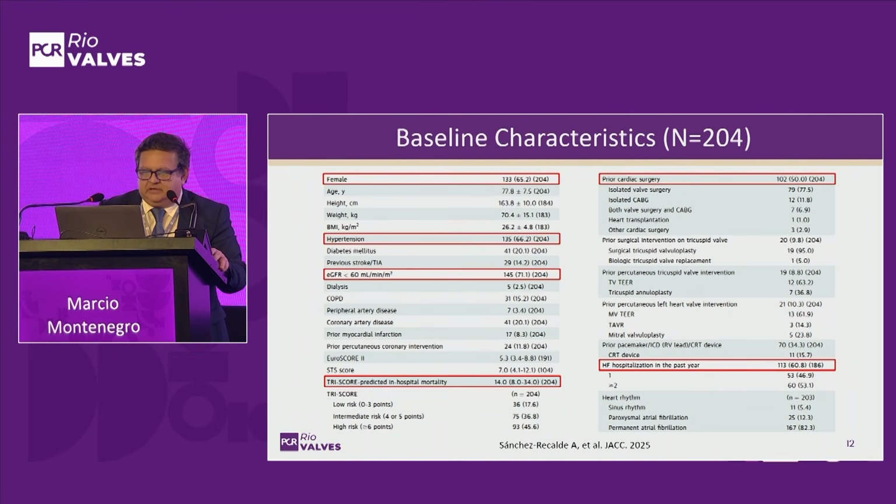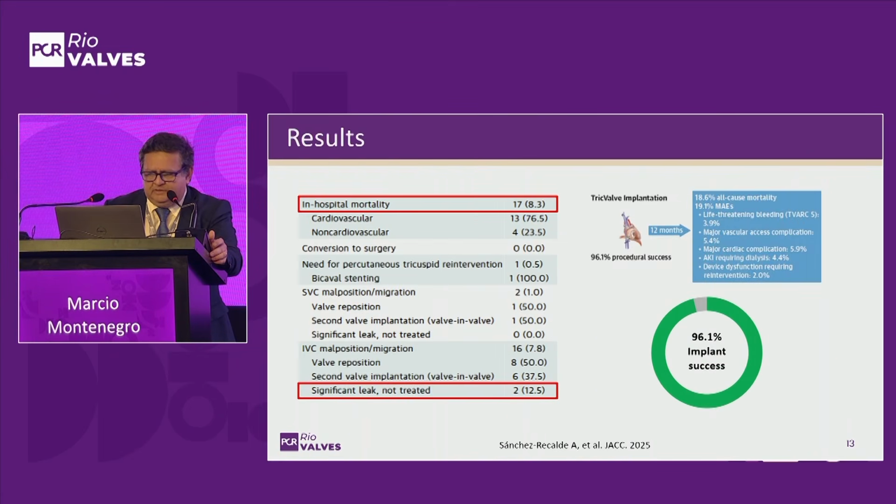When we see the baseline characteristics, I'm going to draw your attention to the TRISCORE. We see the high risk was almost half of the patients, 45%, and 36% of the patients were intermediate. So the patients were really, really high risk. Half of the patients had a prior cardiac surgery, and hospitalization for heart failure in the past year was 60% before the procedure. The results showed in-hospital mortality of 8.3% and a significant leak not treated of 2%.